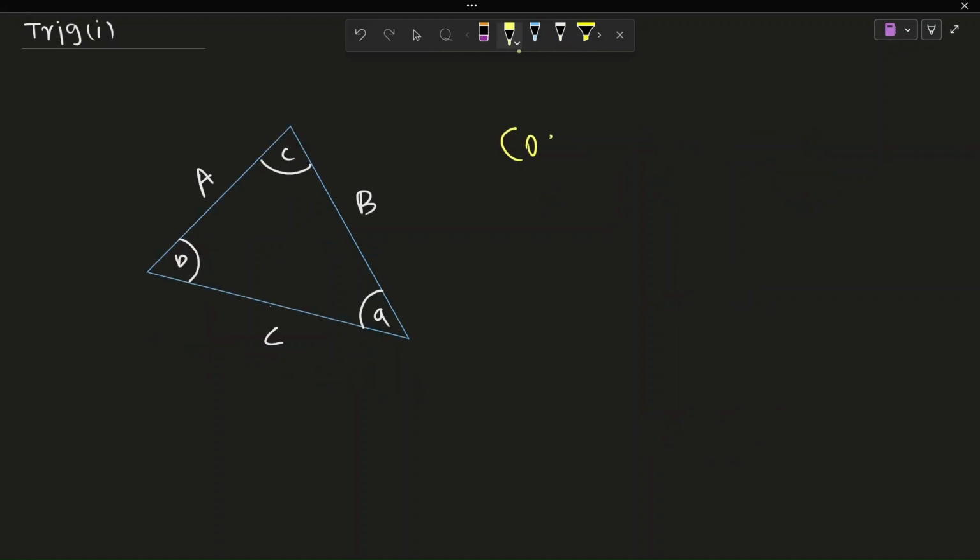So moving on, we have the cosine rule. Now the cosine rule looks something like this.